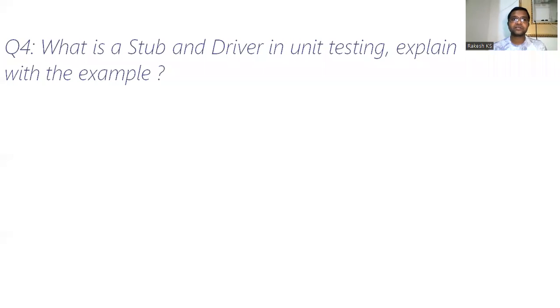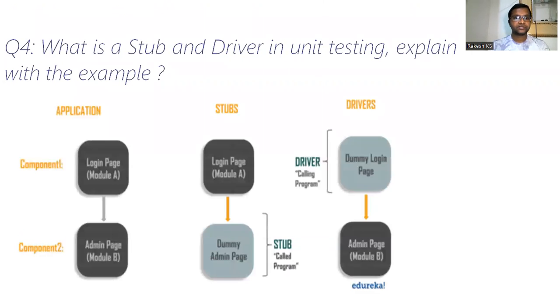Now we should see the next question. What is stub and driver in unit testing? Give an example and explain. The first thing is, when you are building an application, you have different kinds of modules over there, module A, component one or component two. But if you miss out something, that test should be done with the help of a dummy module.